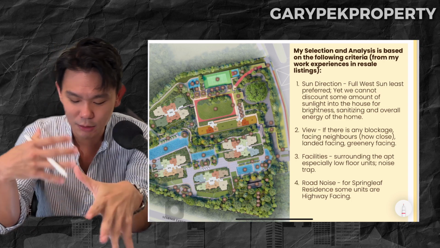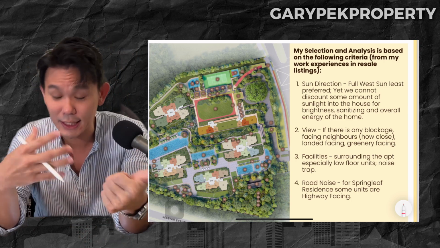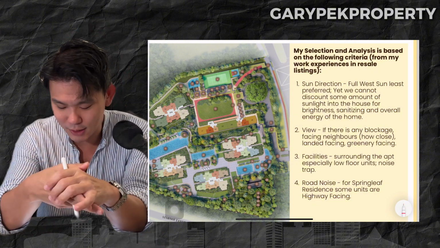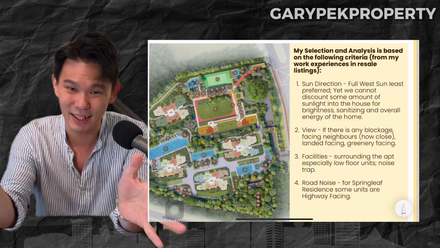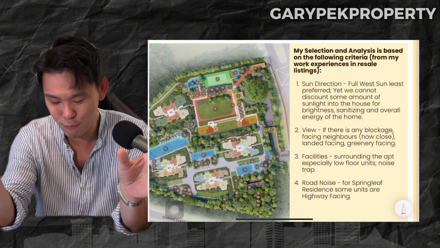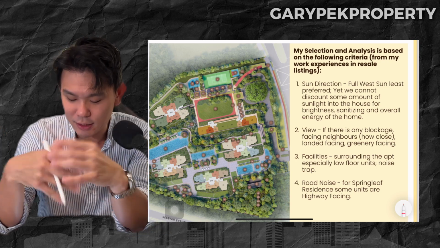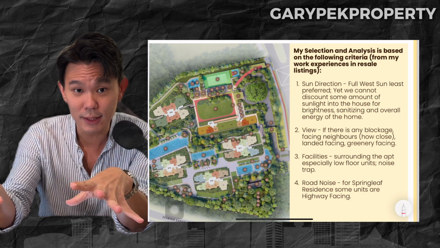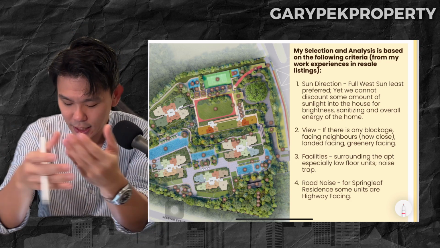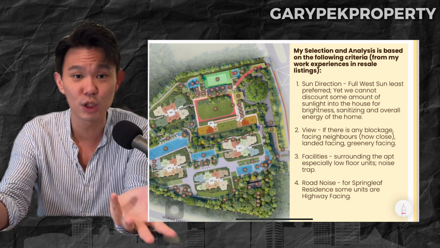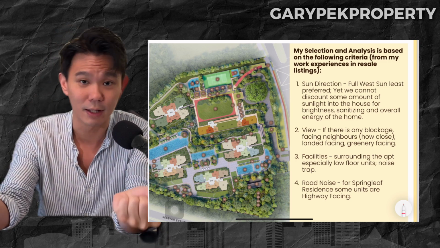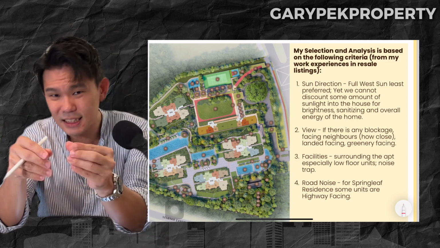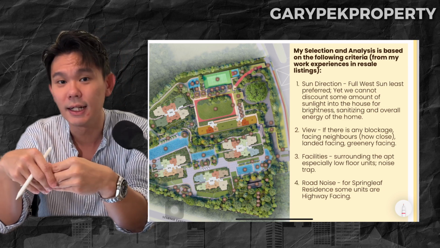Some of the criteria that I look at, of course, number one, is the sun direction. Usually units with full west sun are least preferred. Of course, some people say they really like the west sun, but we are all Asian families, right? Full west sun, not so preferred. Yet we cannot discount that we do need some amount of sunlight into the house for brightness, for sanitizing the house, as well as overall energy for the house. You want your house to be brightly lit, right? And henceforth, I will always say some east-facing units are okay. Slight west sun is fine as well.